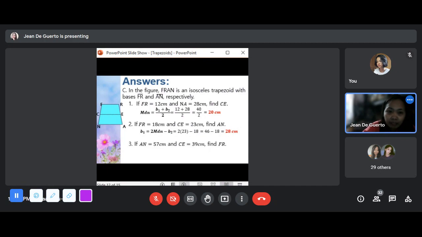Okay, number 3. Yung FR naman, given ngayon si AN, tapos si FR naman ang hahanapin natin. Basically, pareho lang yung formula doon sa number 2. Palitan lang natin ng subscript. So, we have B2, B sub 2 is equal to 2 median, twice the median minus the first base or base sub 1. B sub 1.